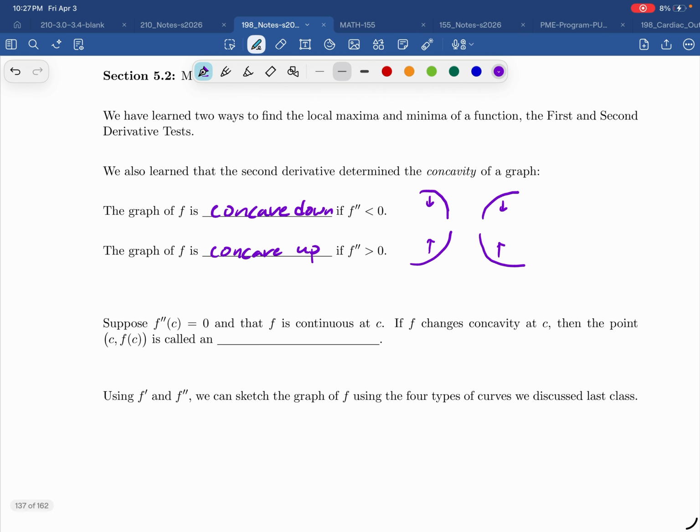Now, when the second derivative equals 0 and the graph changes concavity, then the point where that happens is called an inflection point. And it looks something like this, right? We have concave down, and then second derivative 0, and then we have concave up. So something along those lines. Or the opposite, right? We might be concave up, and then concave down, right there at that inflection point, right?